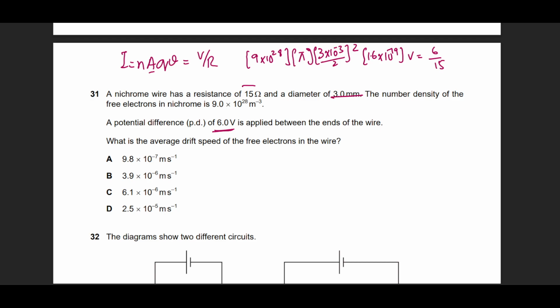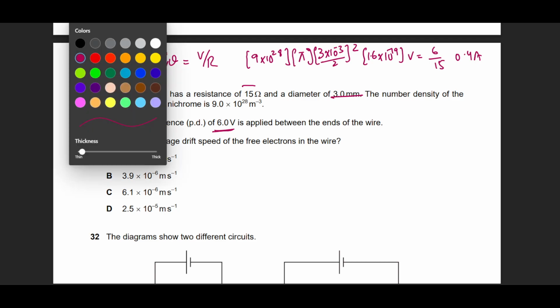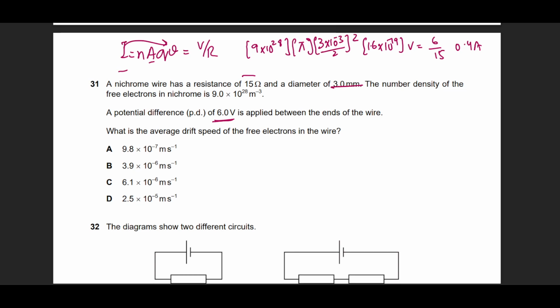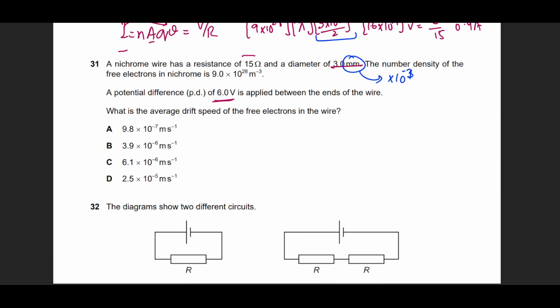6 divided by 15. So if you want to calculate this further, this is going to be 0.4 amperes, then you can put it here and then calculate the velocity. It is up to you. You want to perform algebra step by step, that's your choice. So please be advised that this is going to be squared and this is in millimeters. This will be converted into meters by dividing by 1000, or at least adding the prefix of -3. When you're done solving this question, your answer is going to be 3.93, which is going to be option B.